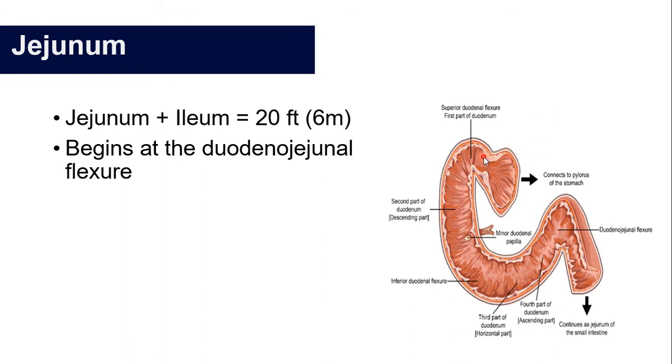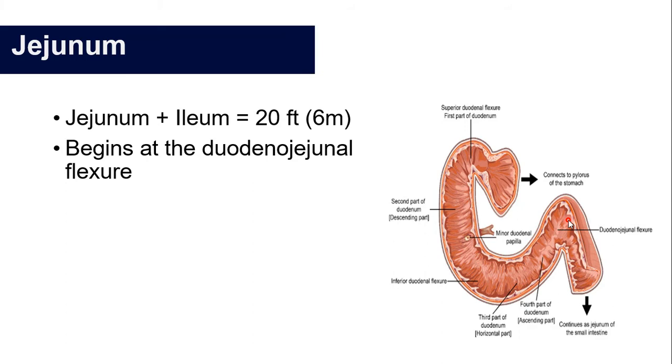Again, this part is your duodenojejunal flexure right here. Okay, so this is the first part of your duodenum, the second part, the third, the fourth, and we have here the duodenojejunal flexure.